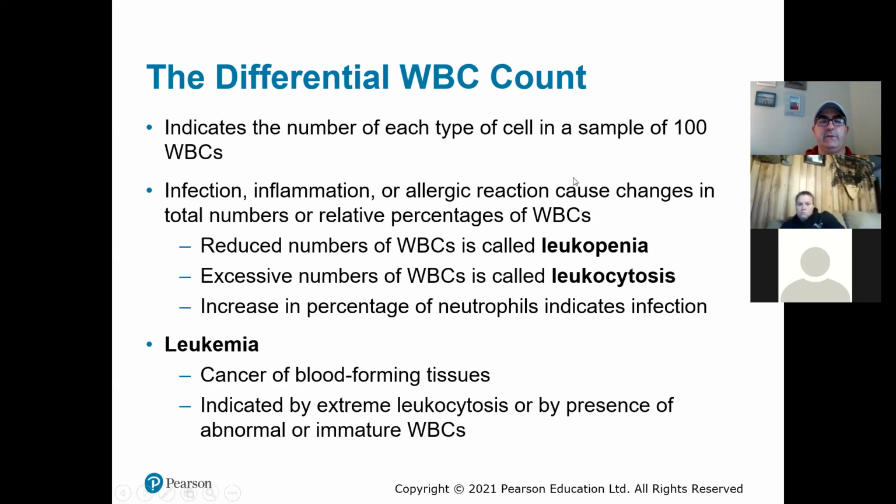So they can do a test where they can actually take white blood cells and estimate the percentages of the different white blood cells, right? You should have neutrophils, then lymphocytes, then monocytes, then eosinophils and basophils.